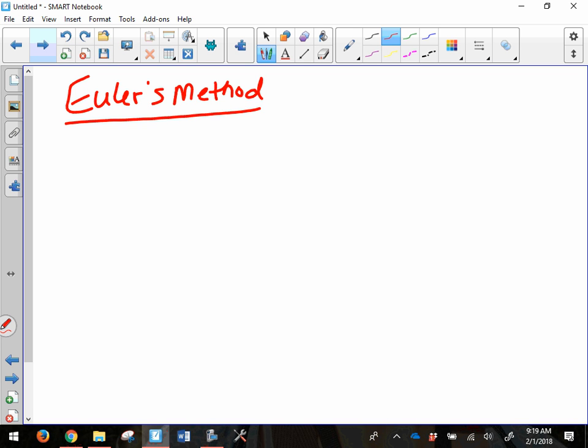So, Euler's method is a way to directly estimate the value of a particular solution without graphing the whole slope field. Okay? So, you should have written down in your journal the steps for Euler's method, but the best way to show how it works is really to use it.